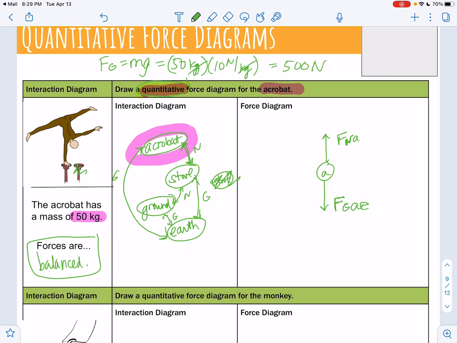So in effect, if you're given the mass, you're multiplying by 10 to find out the weight. So that's going to be 500 newtons. So in turn, this has to be 500 newtons also. Oh, yeah, Acrobat, so that's right. Okay, so there goes the first one.